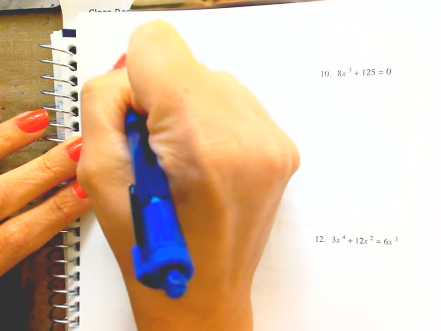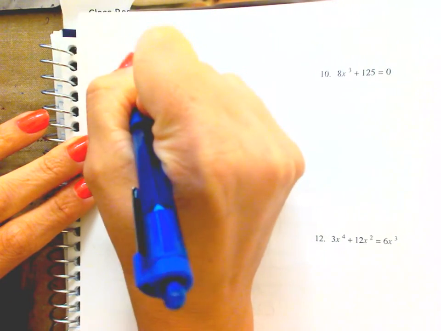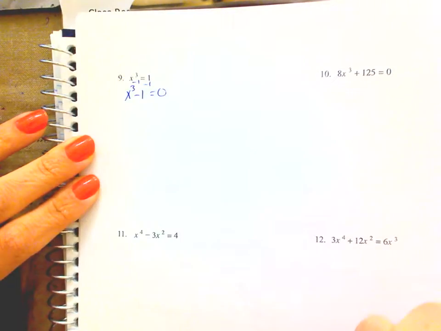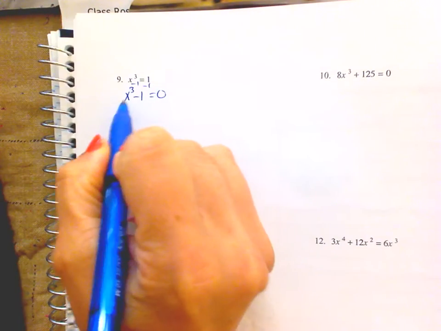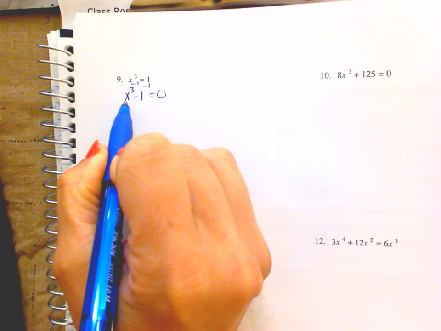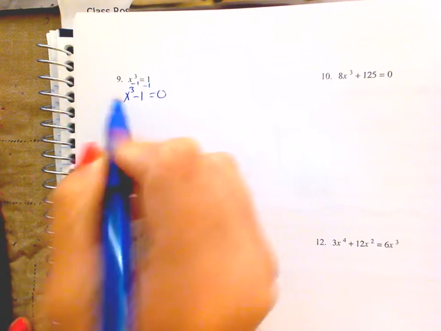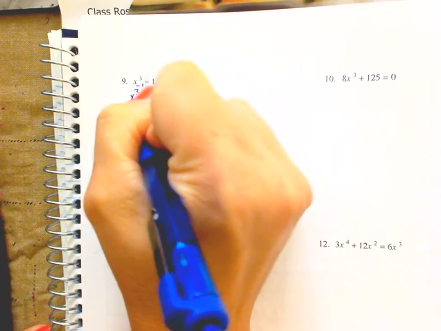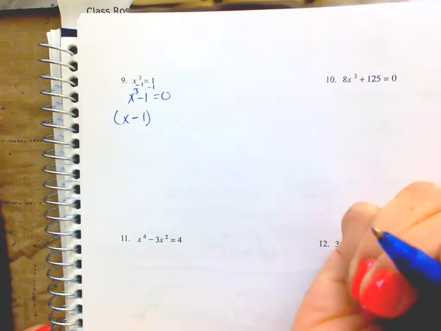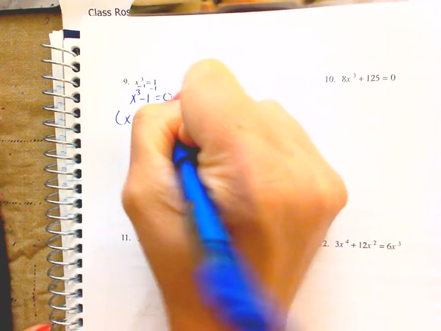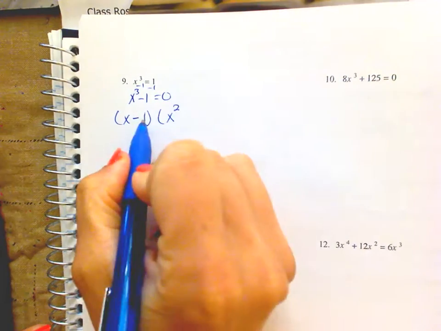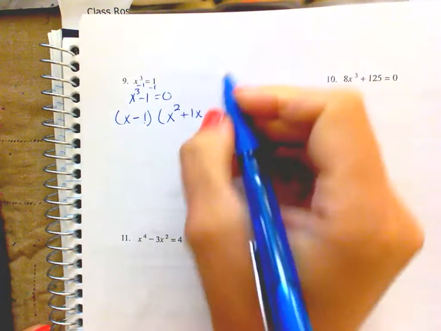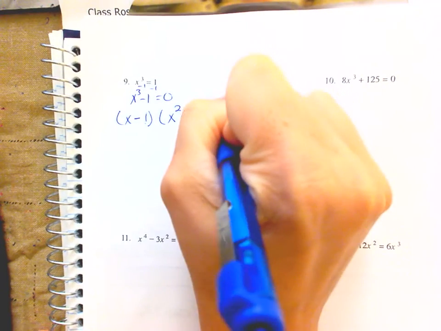So for this one, you're going to want to subtract the 1 over. So you've got x cubed minus 1 equals 0. And then this, hopefully you recognize this as the difference of cubes. So think of your orange sheet that we've studied before. So this will break down to x minus 1. And then we square the x, multiply these together with the opposite sign, and then square the 1, always positive.